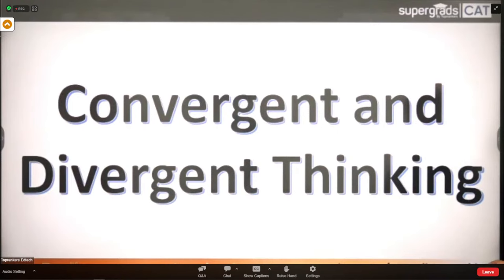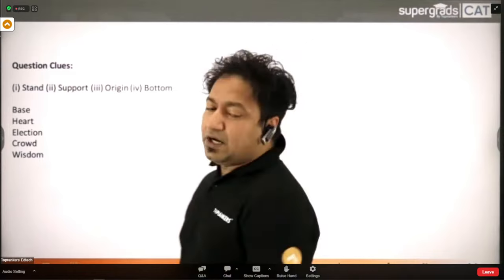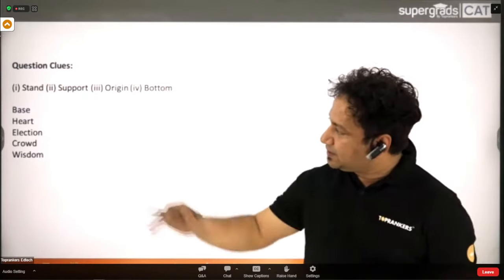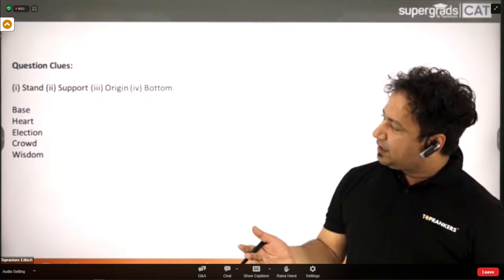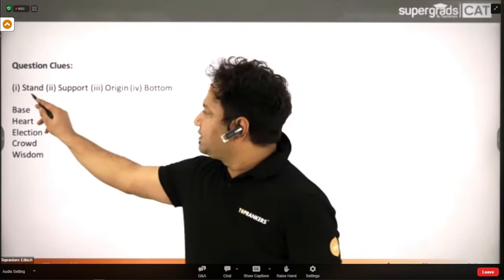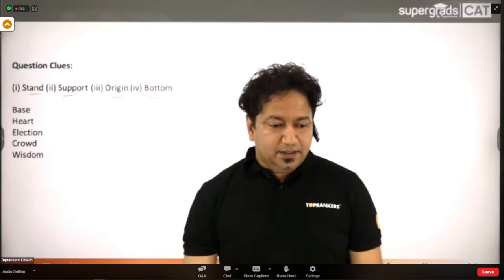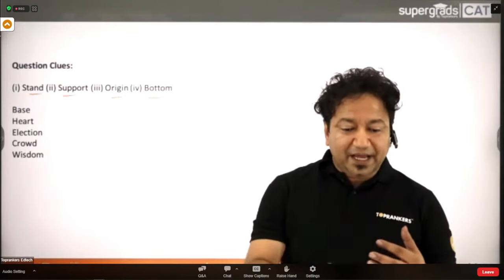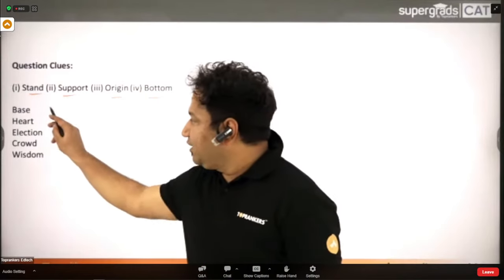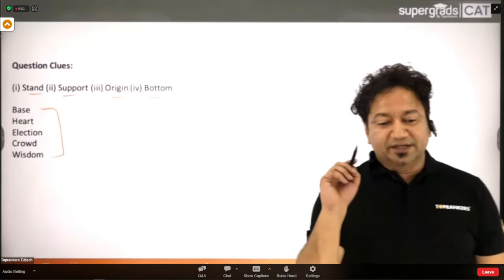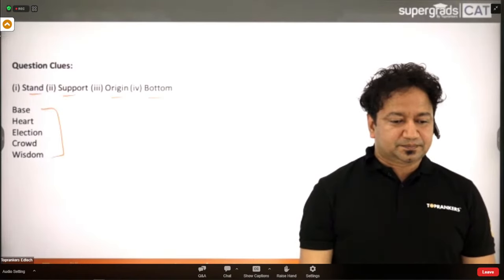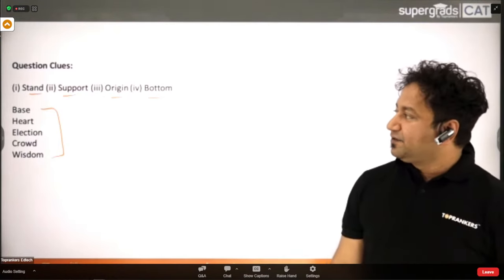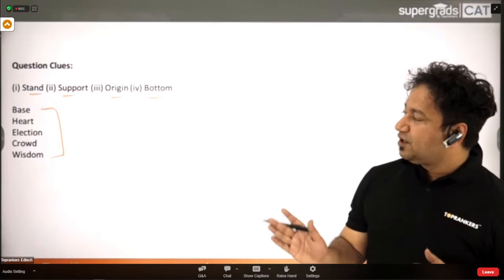Let us start with convergent and divergent thinking. This is the type of question that MICAT generally asks. You can see the question clues and then you can see the options. Now you will realize what has to be done over here. Basically, you read these four words, and if these four words belong to or are in sync with any of these five options, you mark that option as correct. Is that clear? Understood? So tell me what can be the answer if the clues are stand, support, origin, bottom.